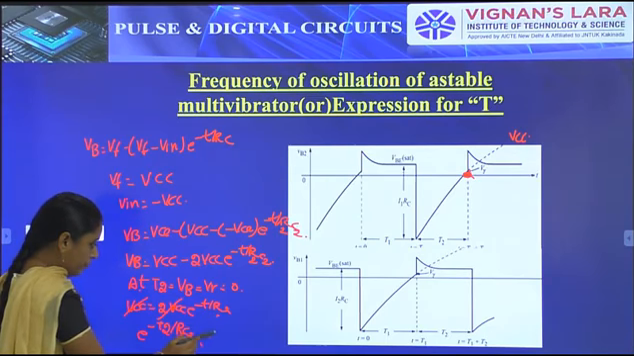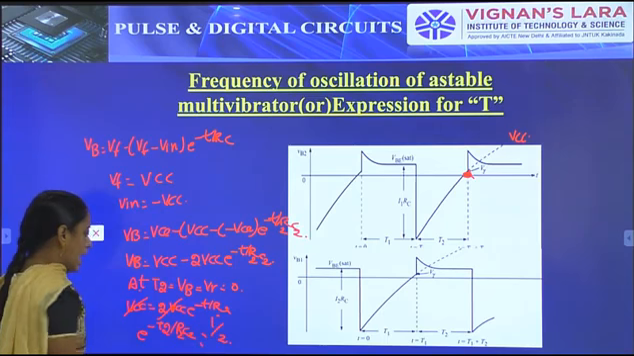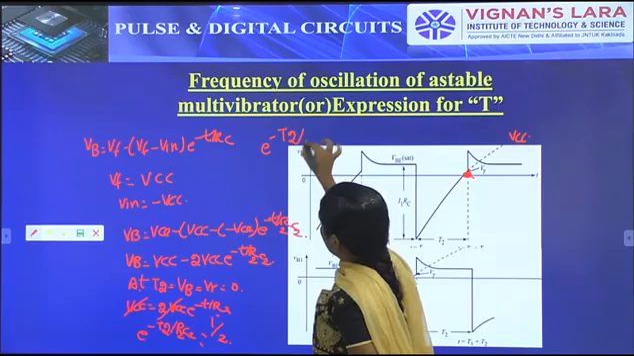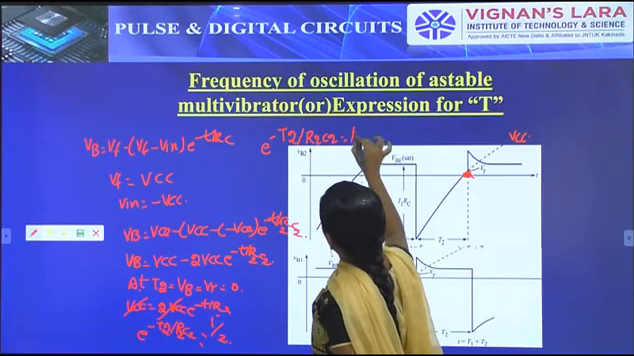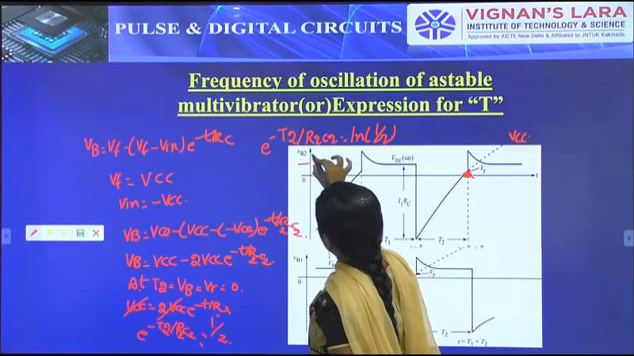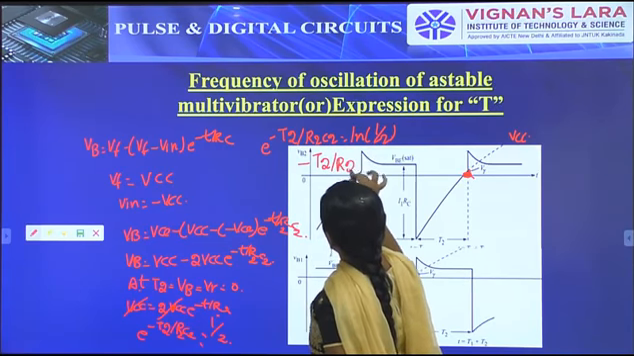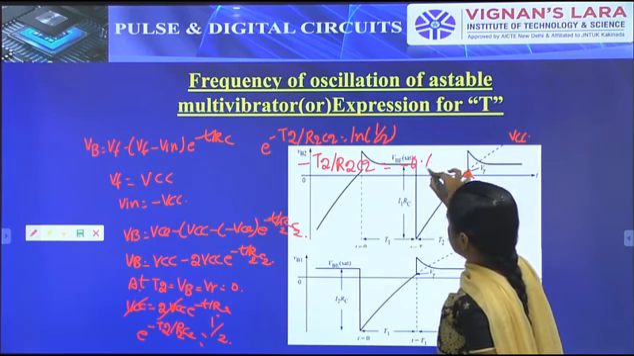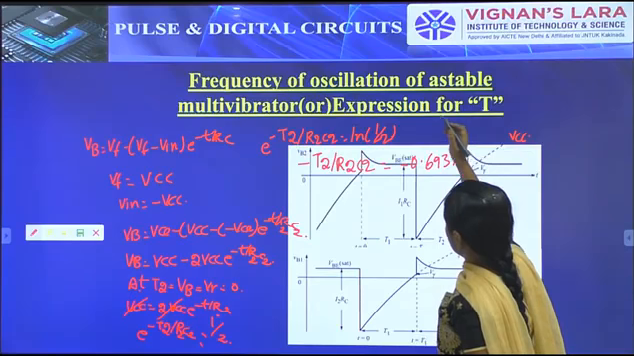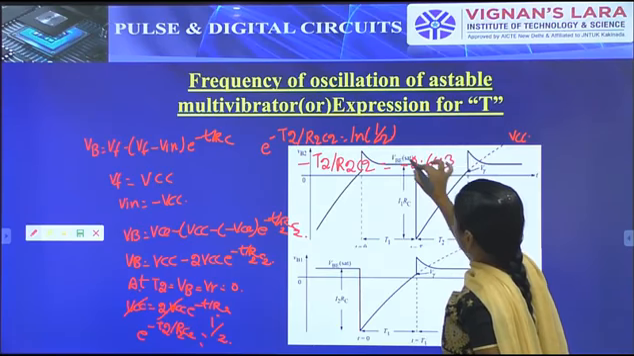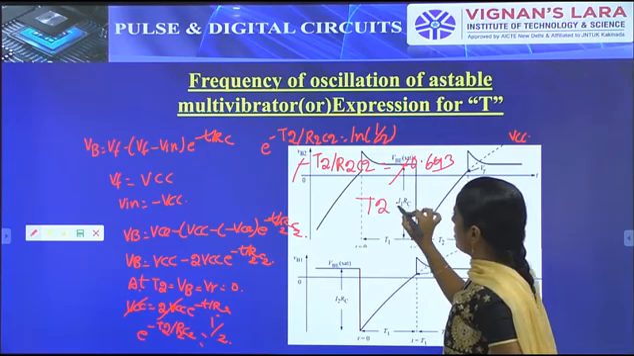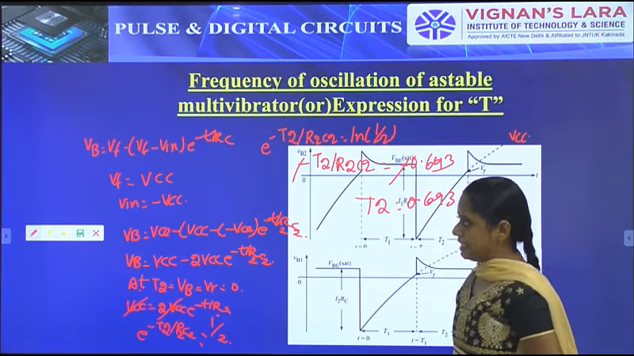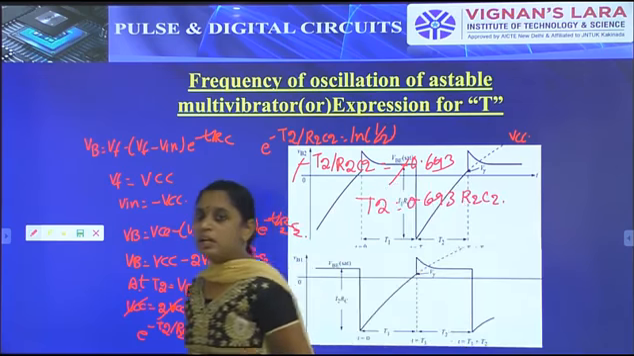This thing will be 1 by 2, and e power minus T2 by R2 C2 is equal to ln of 1 by 2, so T2 by R2 C2 is equal to ln of 1 by 2. That is minus 0.693, and the minus will be cancelled. That is T2 is equal to 0.693 R2 C2. So that is the condition at the base of transistor Q2.